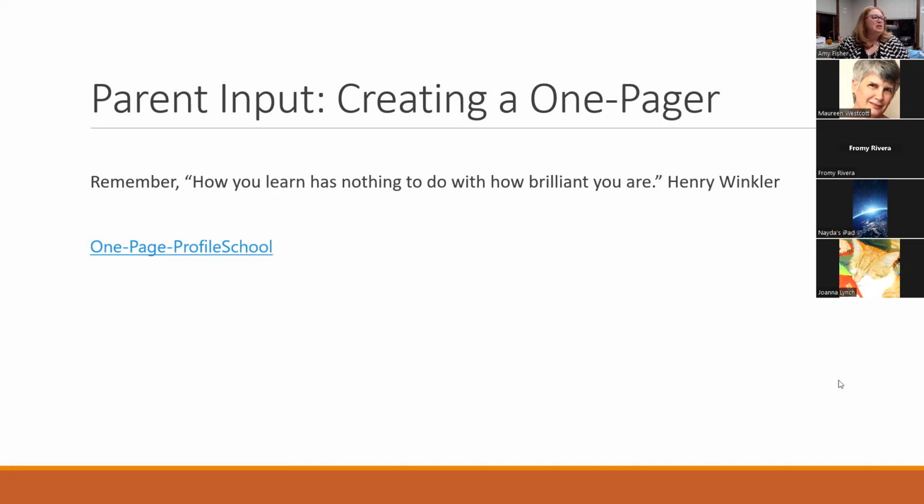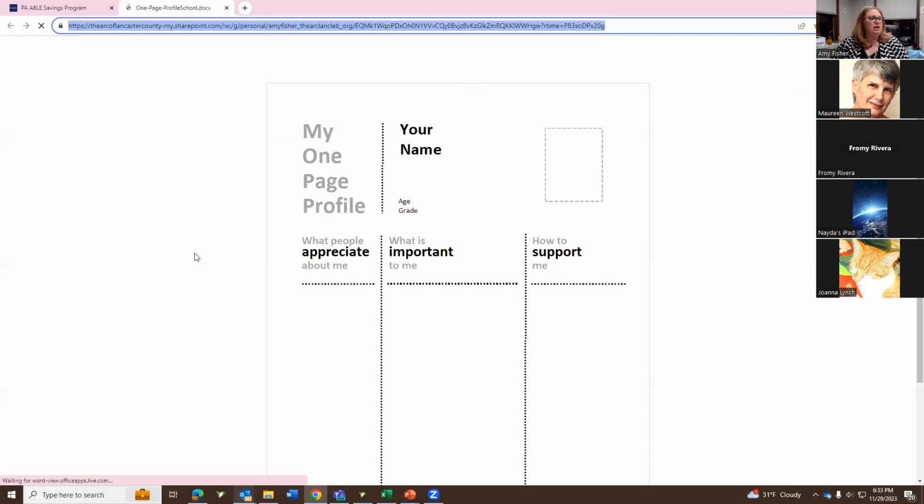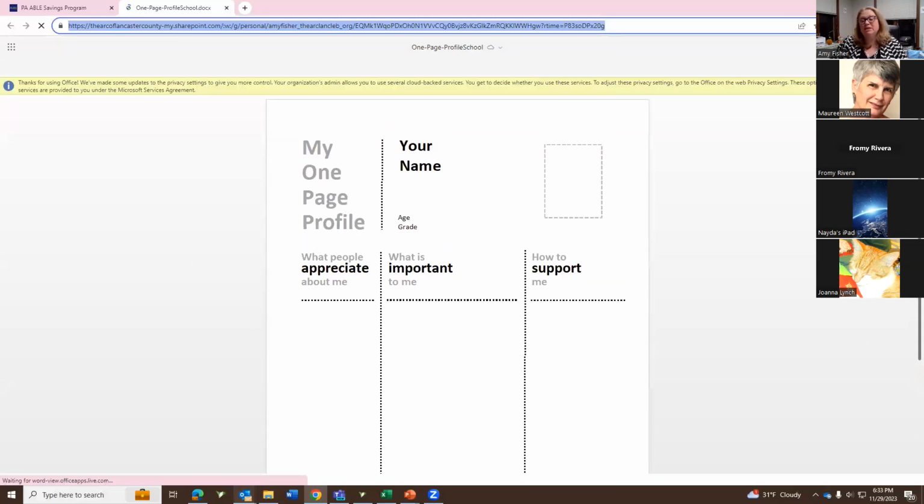And that is why I recommend that all families create some type of one-page profile for their child. Can everybody see this? I switched screens and I'm never sure if I have to stop sharing or if it just goes through. Everybody see this okay? Yes, it's good. Perfect.